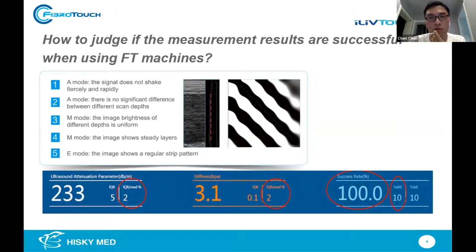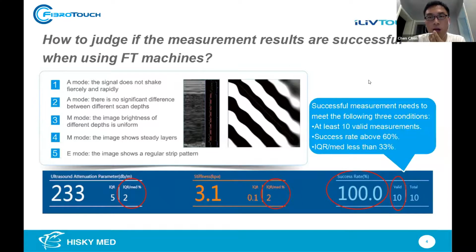So it means the liver just gets the signal. And then for the E mode, we can see it shows the regular stripes pattern. It means the propagation path of the wave, the signal we use, works well. So we need to follow the 5 criteria, and we can see the liver, and we do the measurements. Then we will get good results.